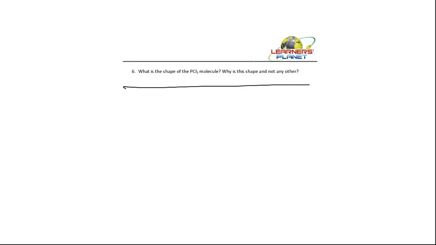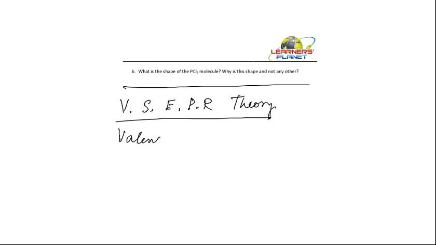What is the shape of the PCl5 molecule and why is this shape and not any other? Now, in order to deduce the shape of the PCl5 molecule, we have to deduce it according to the VSEPR theory, which is also known as the valence shell electron pair repulsion theory.